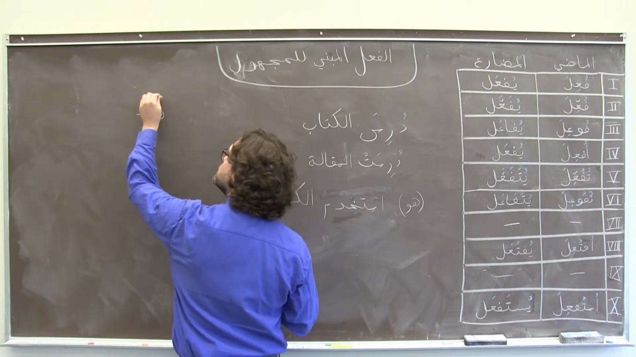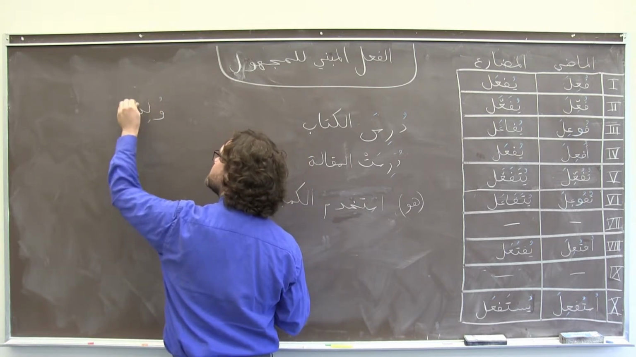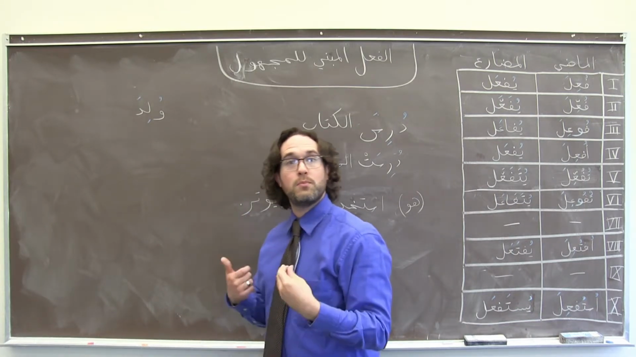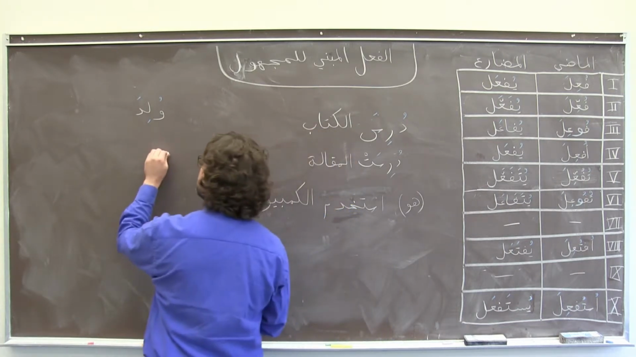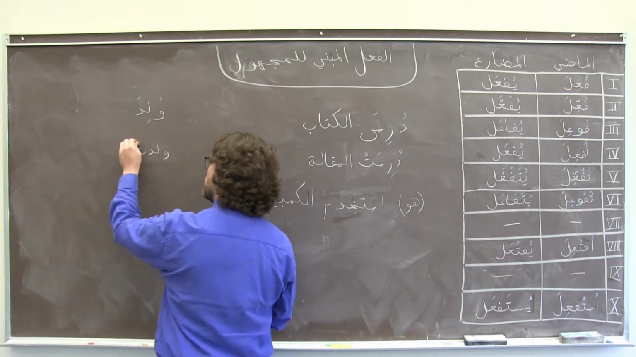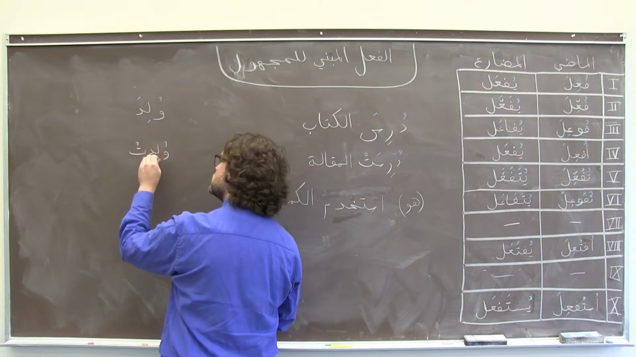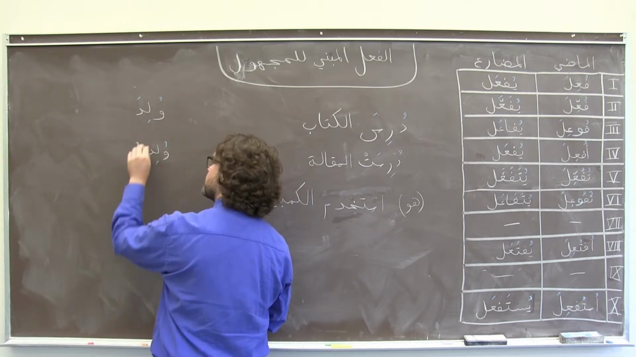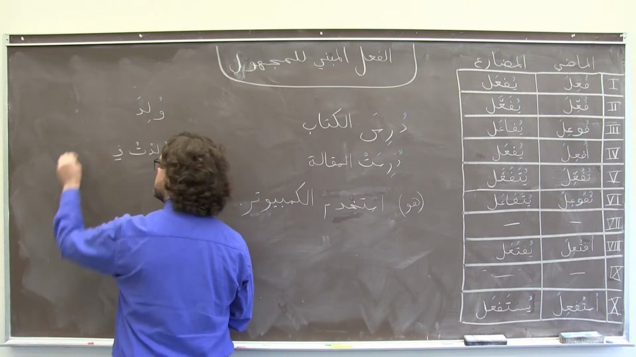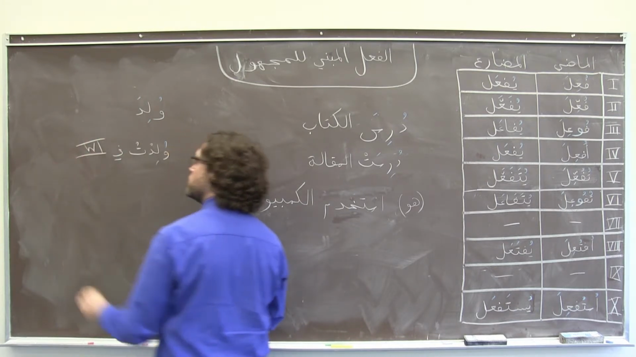Most students of Arabic learn the passive voice before they learn the active voice. Wulida means to be born. I could say, wulidtu fi Wisconsin. I was born in Wisconsin.